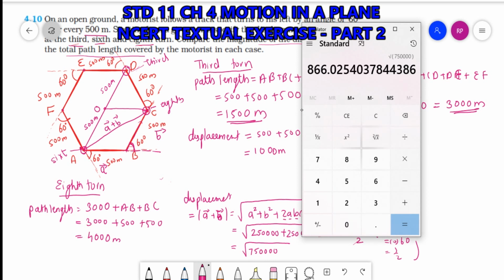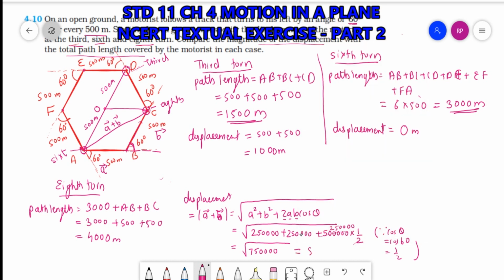It's 866.02. So this is equal to 866.02 meter. So the displacement at the 8th turn is equal to 866.02 meter, and the path length is 4,000 meter. Okay. Now let's take the angle when it takes the third turn. When it takes the third turn, this is the angle it is making with the original direction.